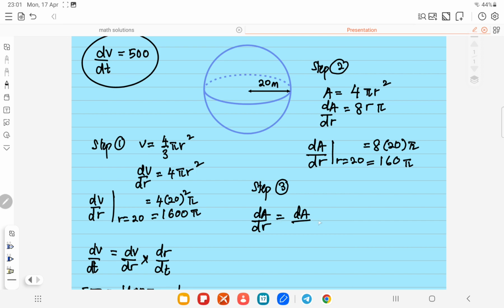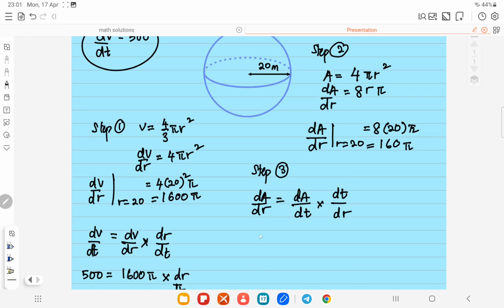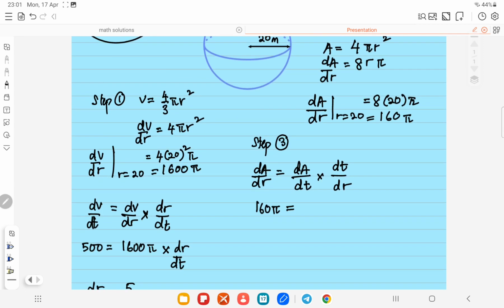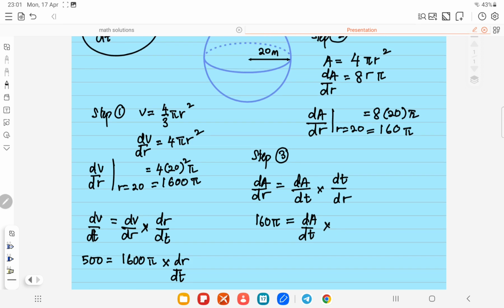For dA over dr, we can change the variable: we have dA over something, multiplied by something over dr. What should we write? We have to find the dt, so this one is your dt, this one is your dt. So dA over dr, we have 160 pi equal to dA over dt, which is the value we have to find, and then multiply dt over dr.